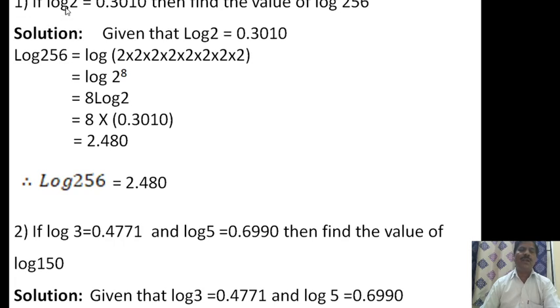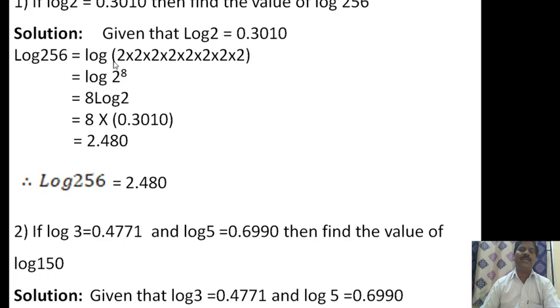First one: if log 2 is equal to 0.3010, then find the value of log 256. How can this problem be solved? Given that log 2 is 0.3010, what you have to find is log 256. Here 256 is a multiple of 2, so you have to find the factors of 256.